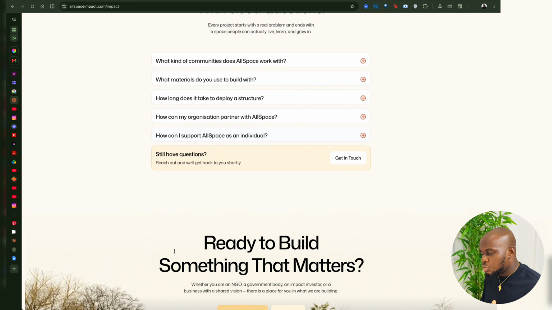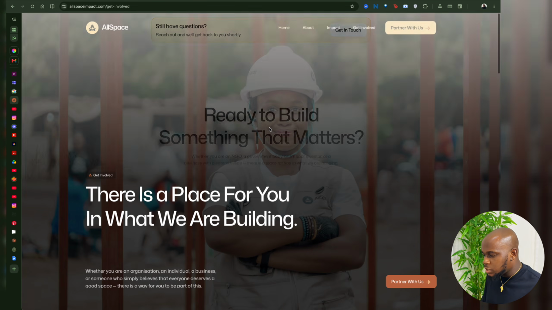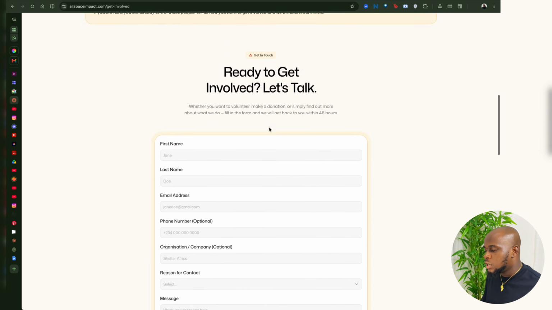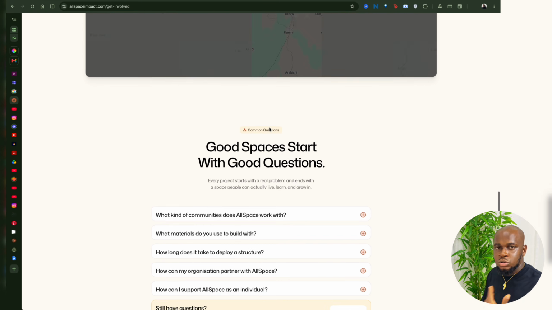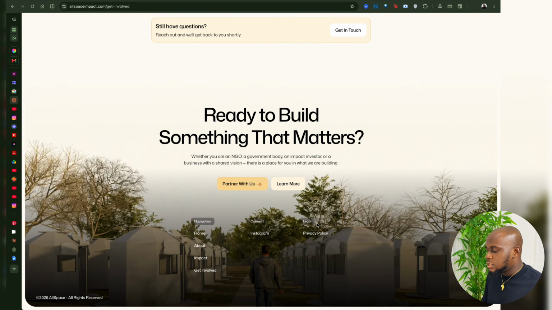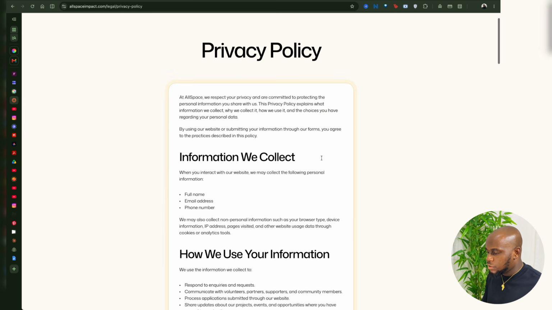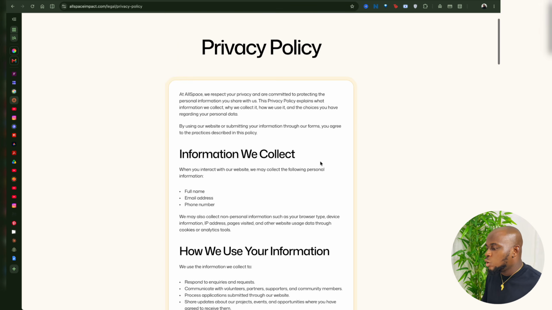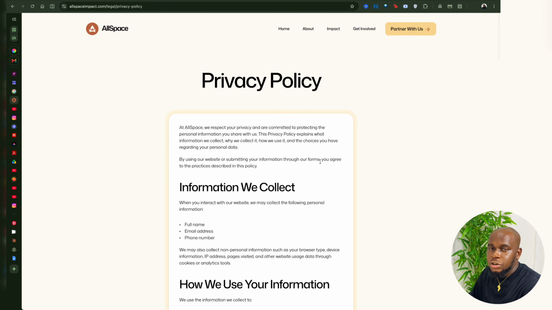The last thing is getting involved. So you as a person, how can you partner with this brand? How can you work with the brand? If you want to volunteer, if you want to donate to them. And the final thing that is here is just their privacy policy, to tell you what the privacy policy is as a brand. So we're able to deliver all this for the brand. And I think with this, we've been able to communicate what Allspace does and their story very, very effectively.